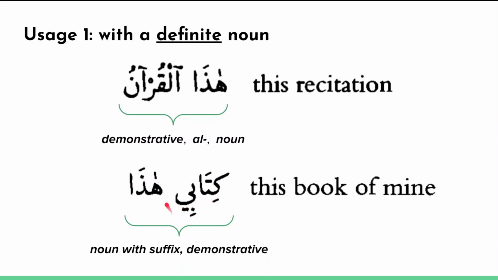So what you do instead is you move the demonstrative word after the noun with the suffix. So you say kitabi hada, this book of mine. So this is not as common. So typically you'll have this structure here: demonstrative followed by al followed by noun. But sometimes you do see this as well, so I did want to mention it. So if you have a noun with a suffix, the demonstrative word comes afterwards.